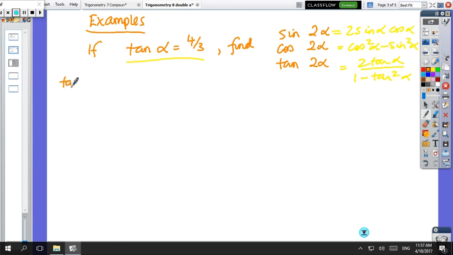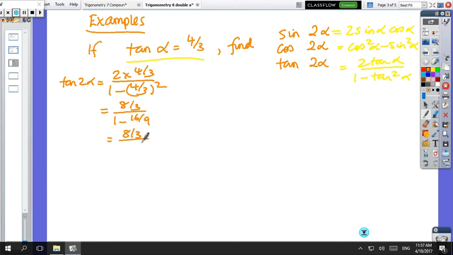So tan 2 alpha equals 2 times 4/3 over 1 minus 4/3 squared. So we have 8/3 over 1 minus 16/9. 8/3 over minus 7/9. 8/3 times minus 9/7. The 3 and the 9 goes 3, 3 8s are 24. So we end up with this. Now the thing I forgot to say is that we'll just say that these are all in the first quadrant.